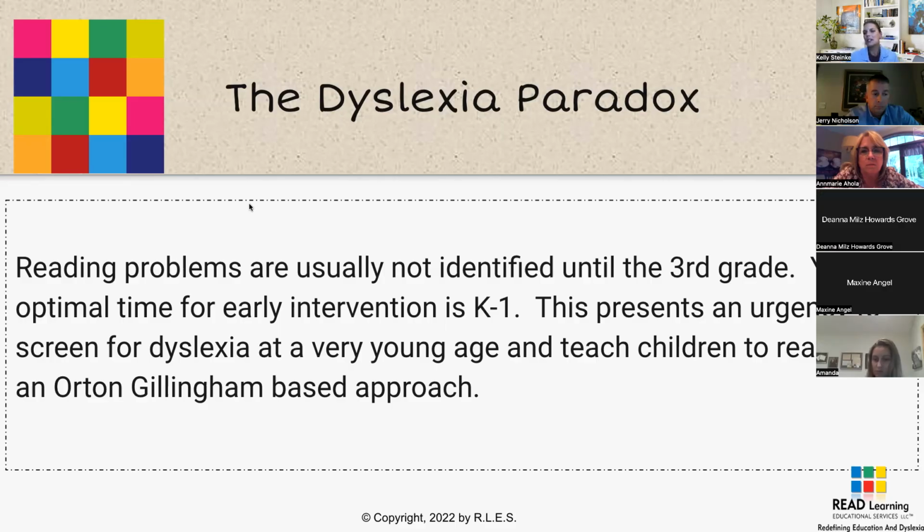So here's the paradox, right? We do have a problem, and this feeds right into the question that was asked in the chat. Reading problems usually aren't identified till about 3rd grade. Yet the optimal time for intervention is kindergarten and 1st grade. That's when neuroplasticity is the best, the most flexible and most agile for learning. So this does present an urgency to screen for dyslexia at a really young age, and to use what the science of reading has shown us works best for the brain, which is orthographic mapping, which is based on the Orton-Gillingham approach, or structured literacy-based approach.